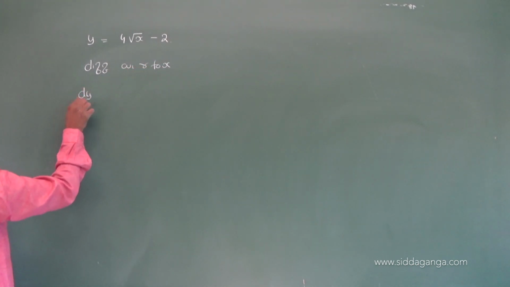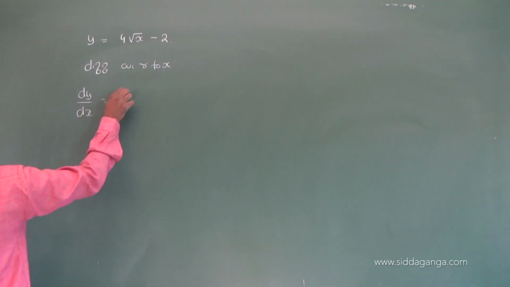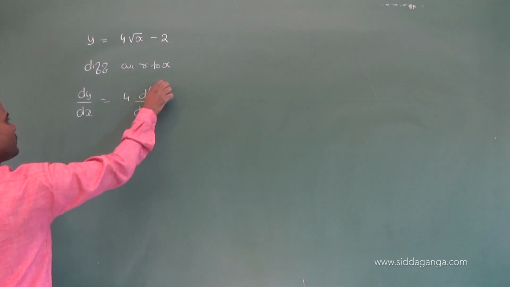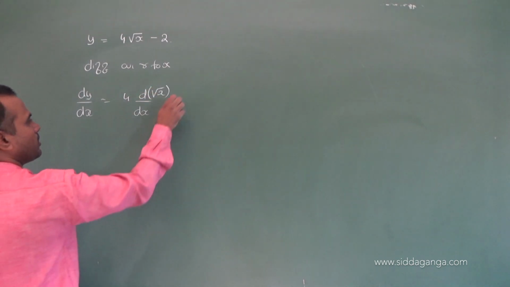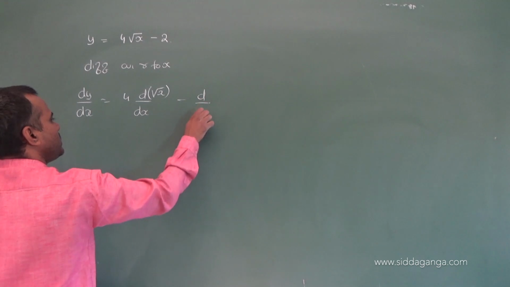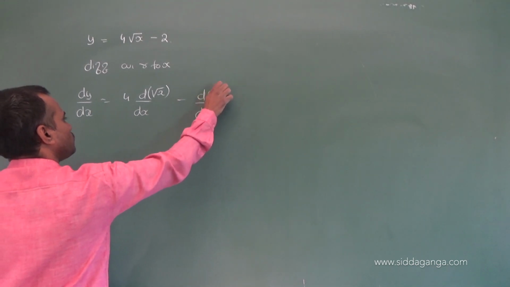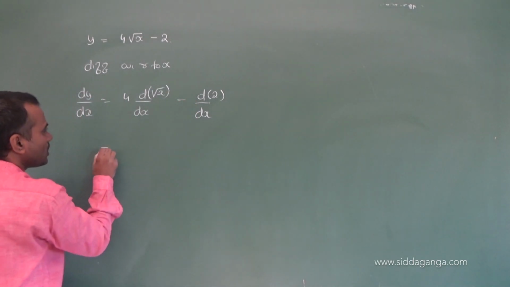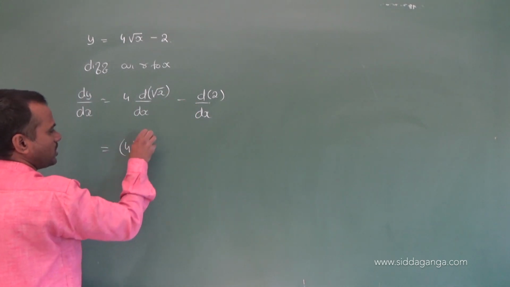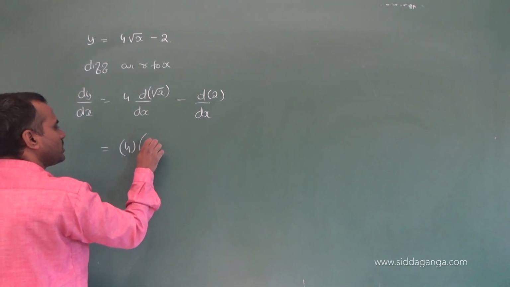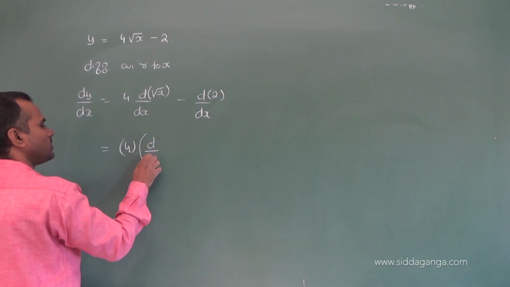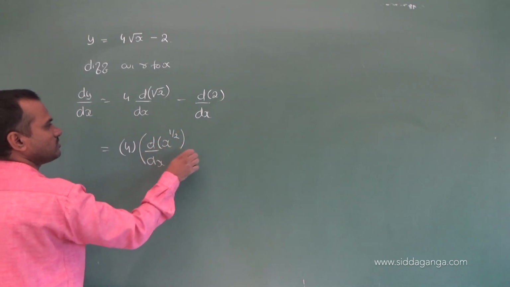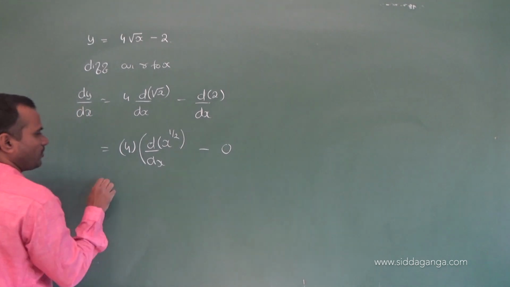y with respect to x is dy by dx, which is 4 into d by dx of root x minus d by dx of 2. Okay, one step if you want: d by dx of x to the power half, minus the derivative of a constant, which is 0.